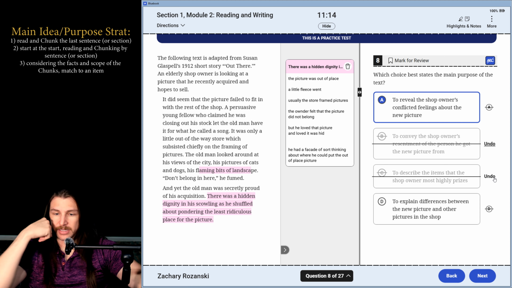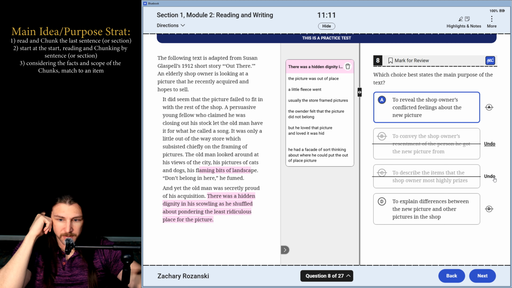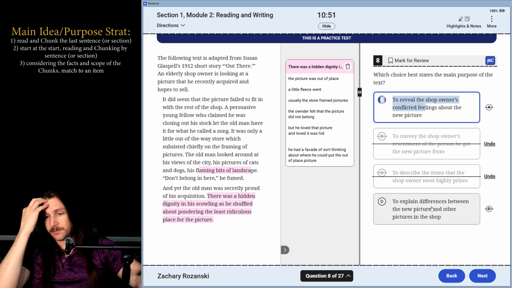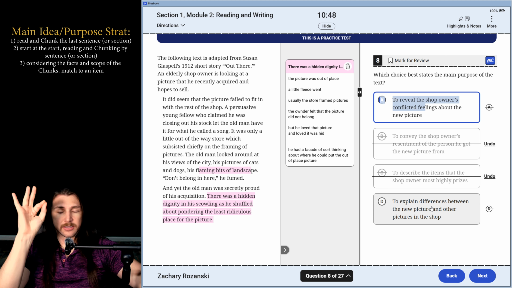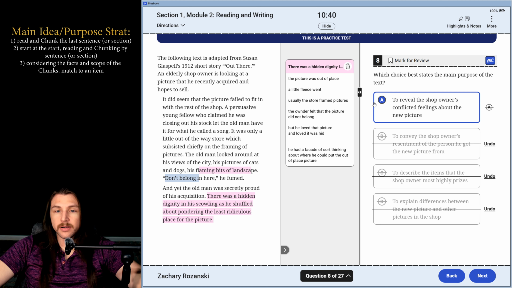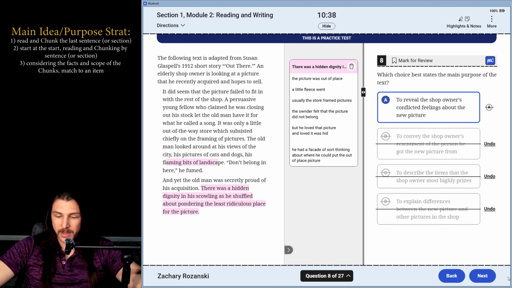So it wasn't about celebrating the ones that he already has. To explain the differences between the new picture and the others? Oof. He does have conflicted feelings. I would die on that hill because of the signal element and yet. Hidden dignity, conflicted feelings, scowling, but then he's got dignity, shuffled and pondered the least ridiculous place. This seems to be all about this conflict. To explain the differences, I only have that there is a striking difference, right? I have the notion that it does not belong here. However, explaining the difference would mean saying what this picture is of, and I'm left curious as to what the picture is of. So that doesn't satisfy that. The answer is A. That was a pretty fun one, right?